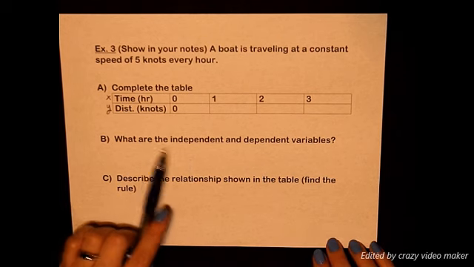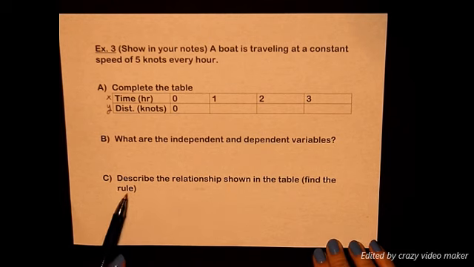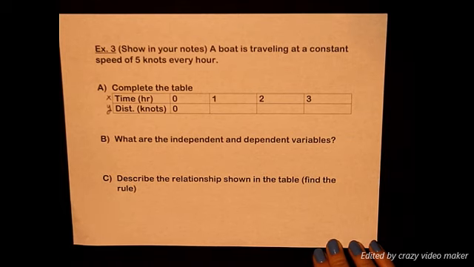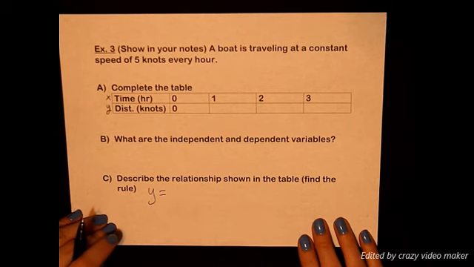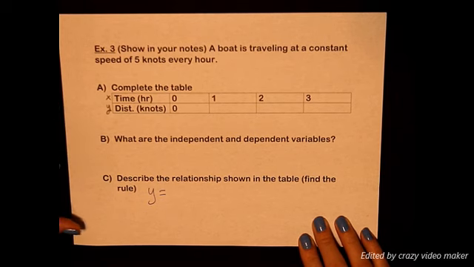Then you have to tell me what the independent and dependent variables are in this relationship. And then you've got to describe the relationship, which means to find your rule. So I need to see y equals whatever you think the rule is. Okay, finish this up and I will check it in your notebook tomorrow.